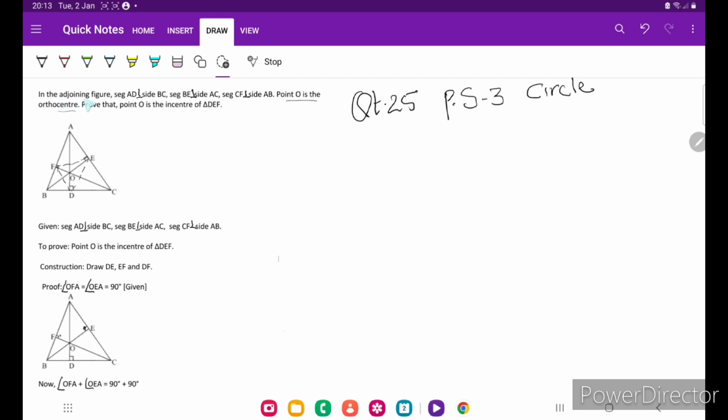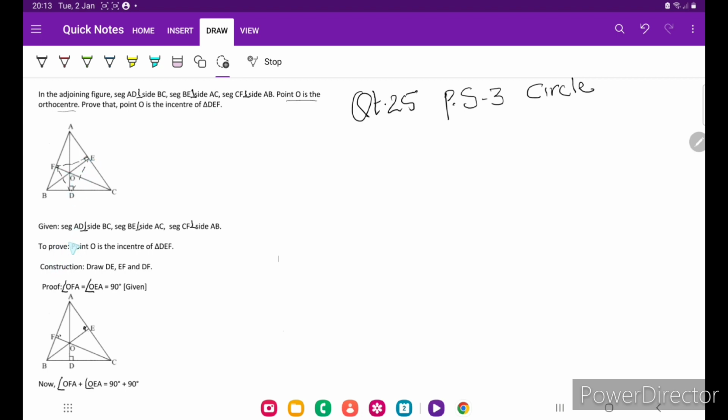As given in the question, segment AD is perpendicular to side BC, BE is perpendicular to AC, CF is perpendicular to AB, and point O is the orthocenter where the altitudes meet. What we have to show is that point O is the incenter of triangle DEF.